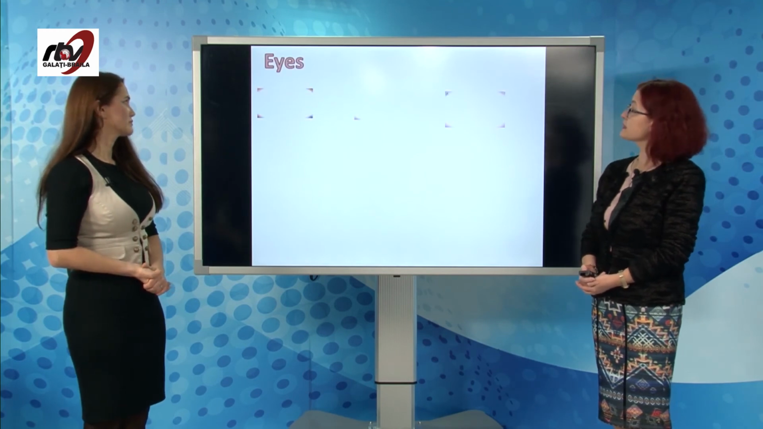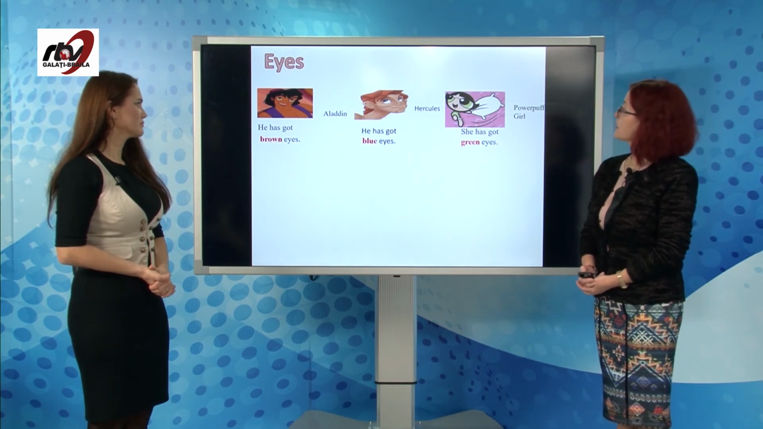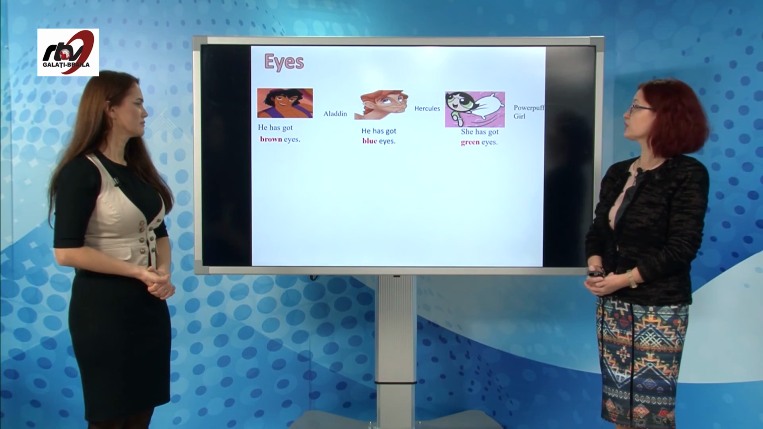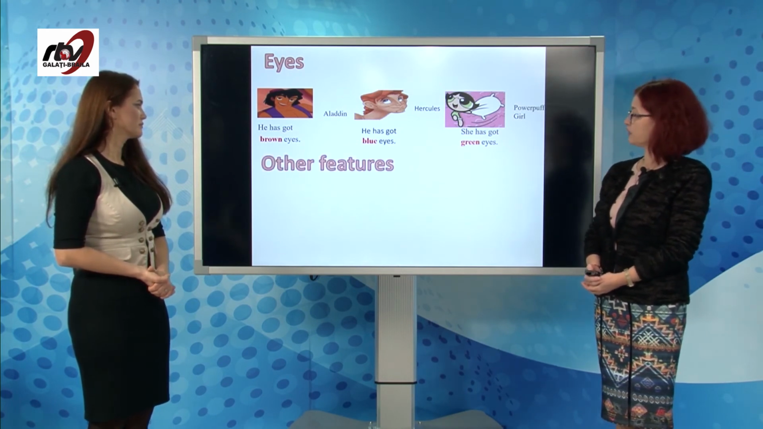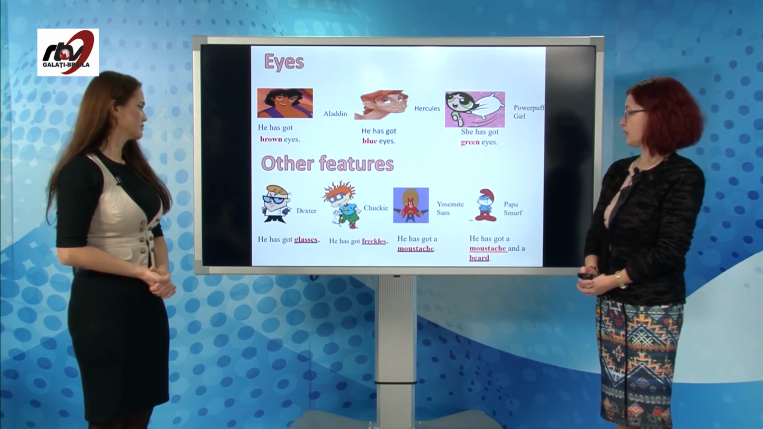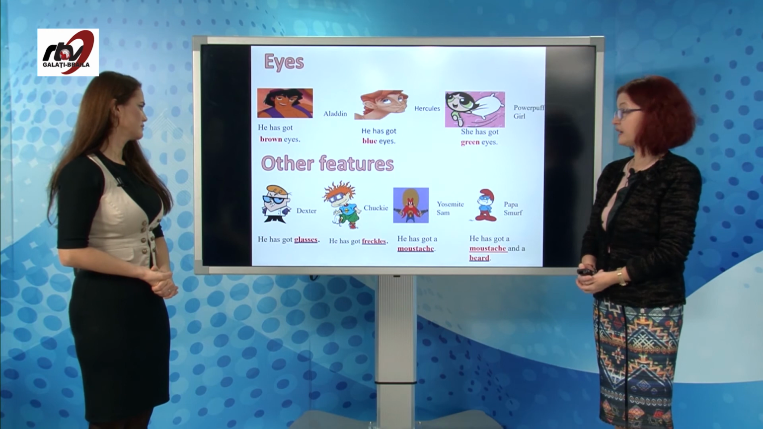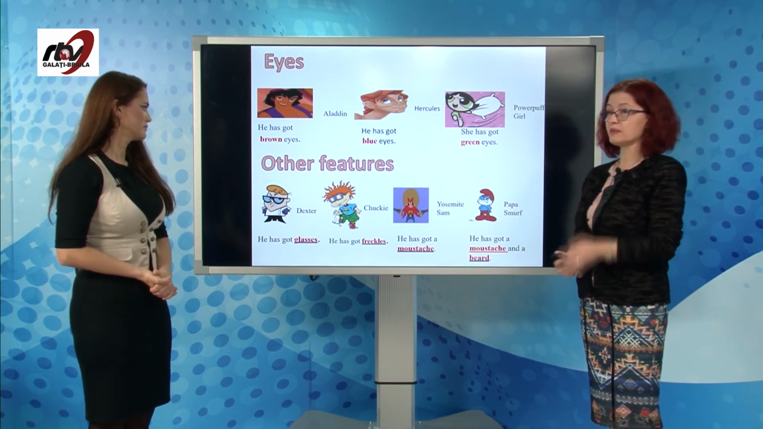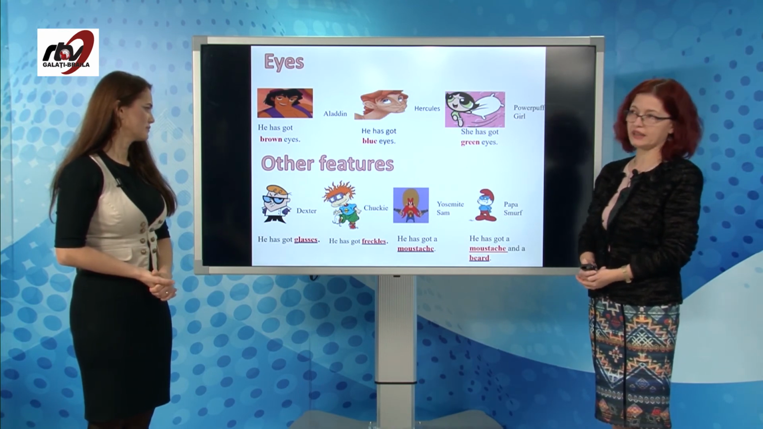Moving on to the eyes. Aladdin has got brown eyes, Hercules has got blue eyes, Powerpuff Girl has got green eyes. We can also discuss other features. For instance, Dexter has got glasses just like me, Chucky has got freckles on his face, Yosemite Sam has got a mustache, and Papa Smurf has got both a mustache and a beard.